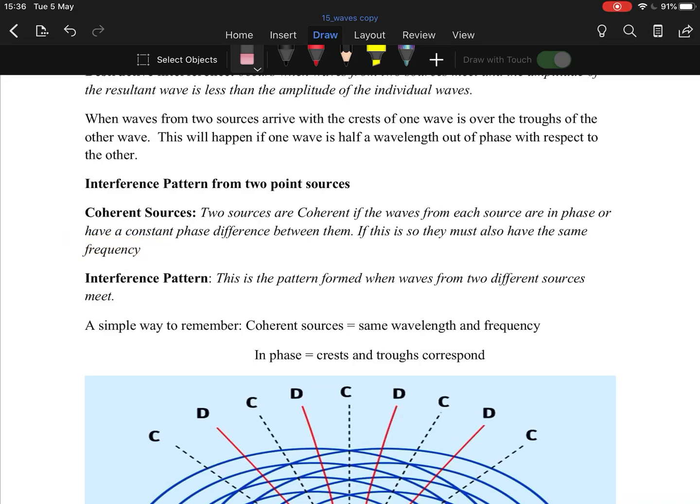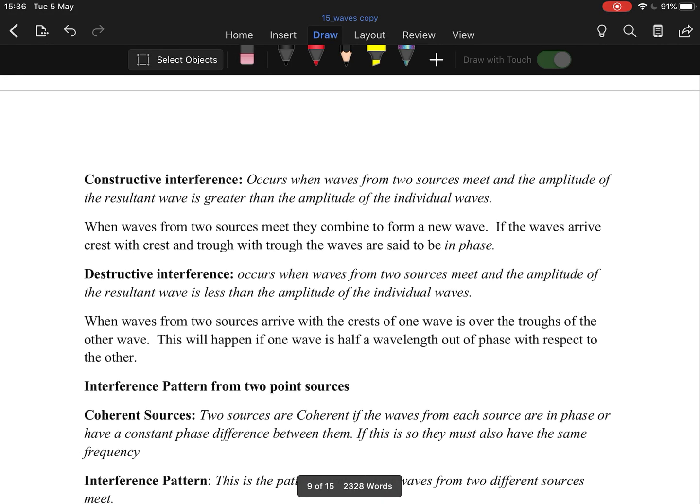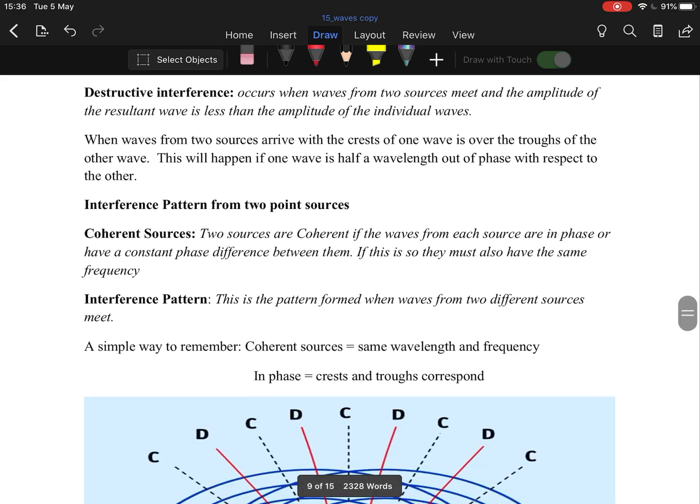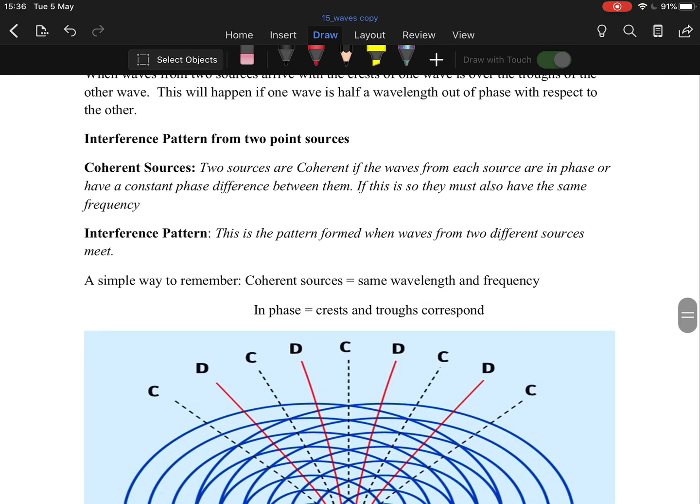Okay, so this is part 2 of topic 15 of waves. We just finished off constructive and destructive interference, and we'll kick on now with coherent sources. So the first thing there, guys, is the definition.